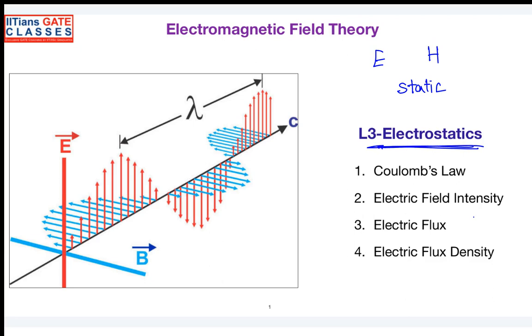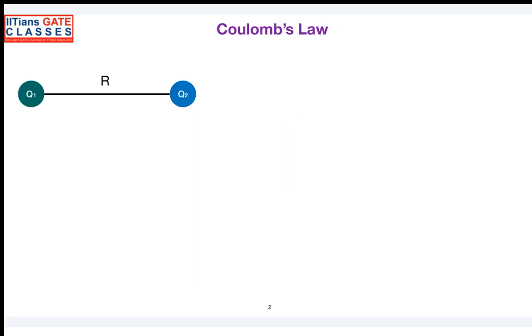The basic law in electrostatics is Coulomb's law. Everybody would be familiar with Coulomb's law. What it says is, when you have two charged particles, Q1 and Q2, separated by a distance r in any medium, there exists a force of attraction or repulsion that is directly proportional to the product of the charges and inversely proportional to the square of the distance between them.